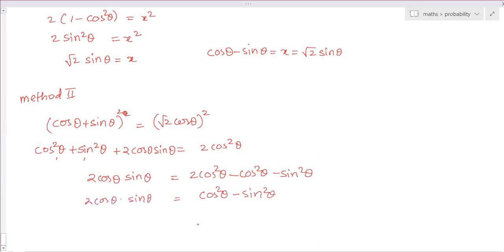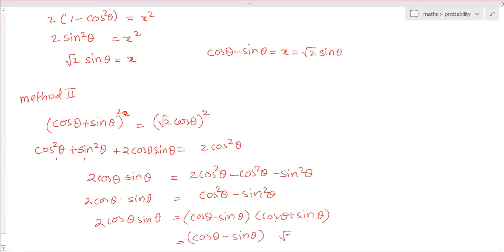So now this is in the form of a square minus b square. So substitute as a plus b into a minus b: cos theta minus sin theta into cos theta plus sin theta. That is equal to 2 cos theta into sin theta. The value of cos theta plus sin theta is known: cos theta minus sin theta into root 2 cos theta. Substitute here and take it to the other side.